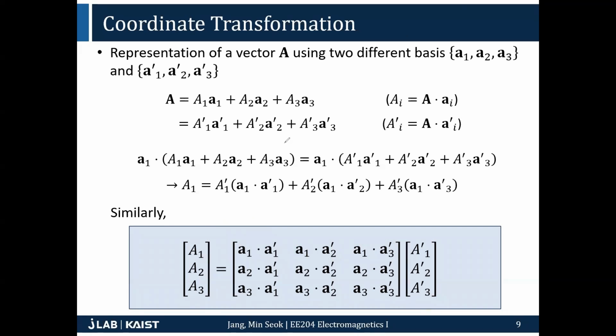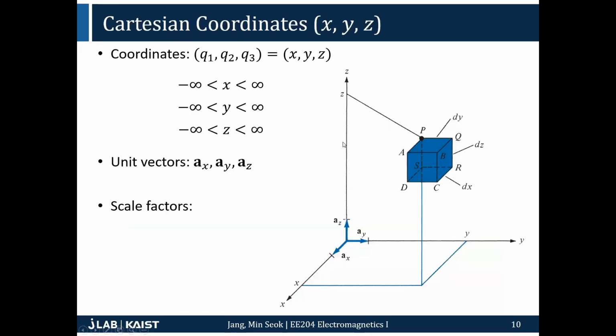Okay, so now we will jump to specific coordinate systems. The beginning is Cartesian coordinate, like what we know, the XYZ coordinate. And then for this XYZ coordinate, Q1, Q2, Q3, the coordinate variables are XYZ, right? And all XYZ run from negative infinity to positive infinity. And then unit vectors are AX, AY, AZ. That's kind of trivial thing.